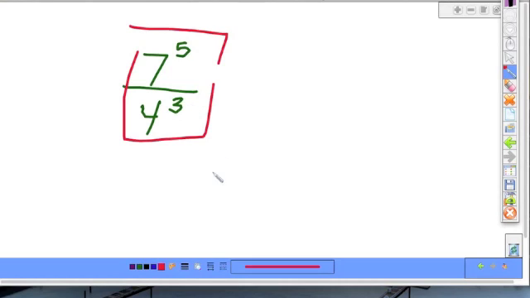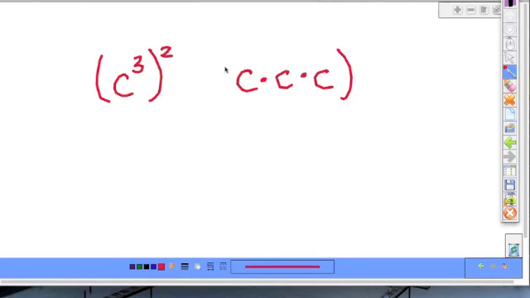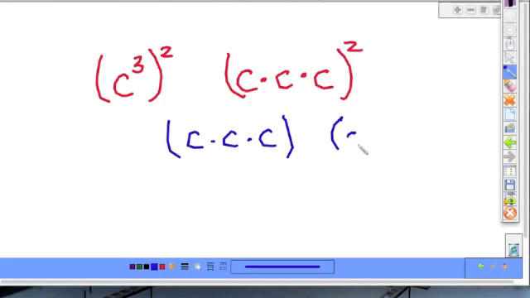All right. Now let's say we had ones with parentheses. So if I had, let's say, c to the third power being raised to the second power. This is a power being raised to a power. So I have c to the third power. Let's see what that looks like. That's going to be c times c times c, all raised to the second power, which means now I have two sets of this. C, C, C. There's one set. C, C, C. There's two sets.